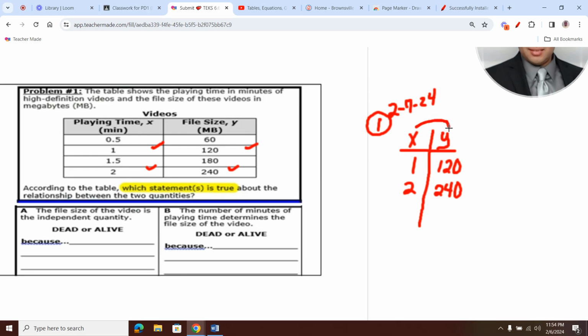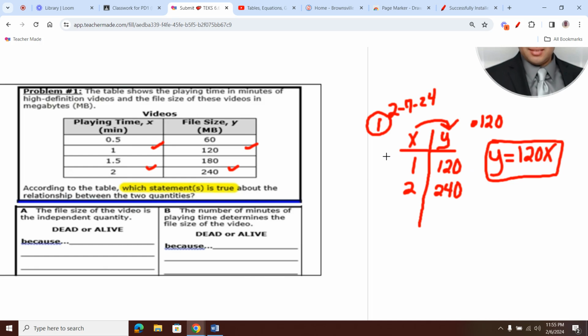Now, what's the difference between x and y? Well, how can the 1 become a 120? We know it's going to be times 120. So it will be y equals 120x, because we're multiplying 120 times the x. There's the equation. That's how you will figure out the equation.